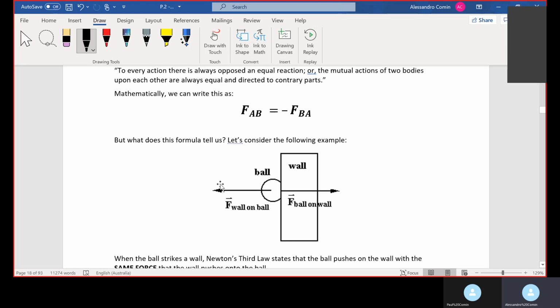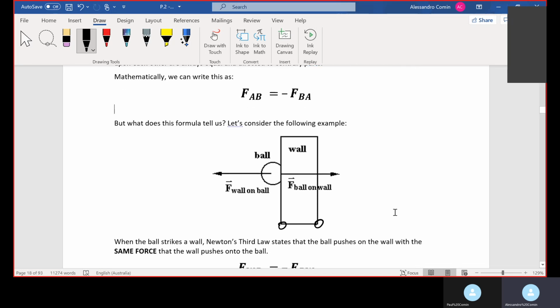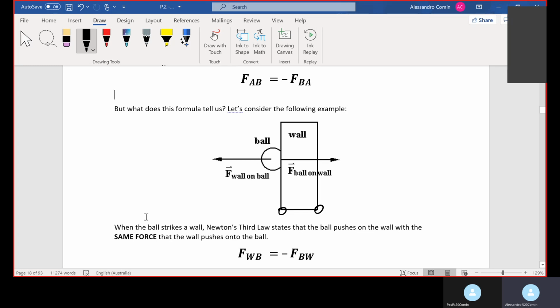Well, let's take a look at an example. So if I were to throw a ball at a wall and that ball was to hit the wall, we know that the ball bounces off the wall. But let's say that this wall was on wheels, so it could move, like it's on a skateboard or something. It's like a big fridge on a skateboard. What Newton's third law states is that if the ball strikes the wall, the ball pushes on the wall with the same force that the wall pushes onto the ball, which is obviously this formula. I just replaced A with W for wall, and B is ball.